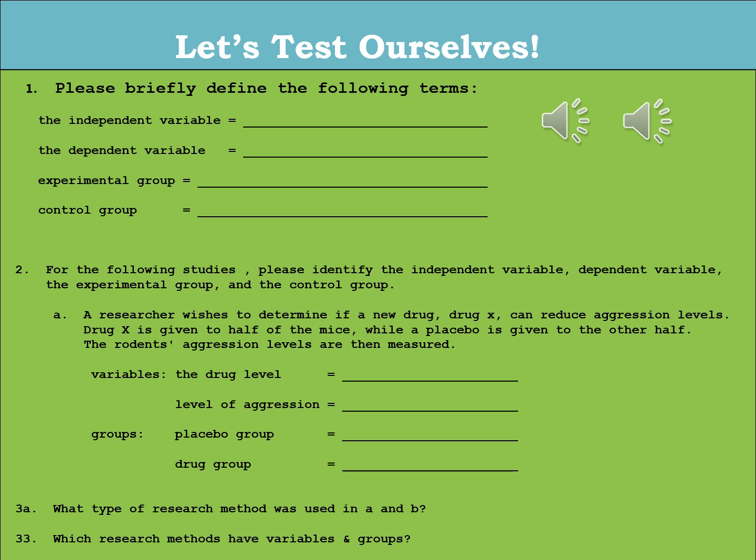What research method was used in A and B? The experiment. Which research methods have both variables and groups? Again, the experiment. And the last question, what advantage does the experiment have over all the research methods? It is the only one that can determine causality, or perhaps you said the only one that allows you to draw cause and effect conclusions. Very good. If you had trouble, please go back and review, and when you think you're sufficiently prepared, go to the next and last slide of the chapter.